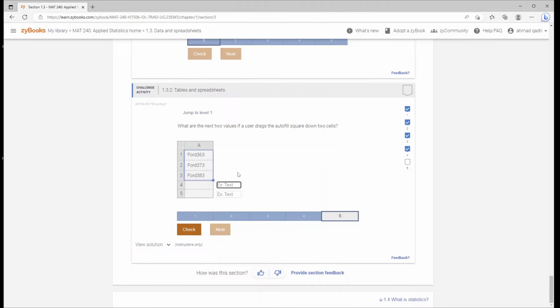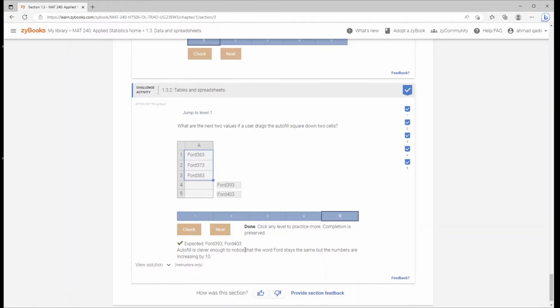And the last question here is, what are the next two values if a user drags the autofill square down the two cells? So we have 4363, 4373, 4383. And so the pattern here is that the numbers are increasing by 10. So this here would be 4393. And this here will be 4403. And that is the correct response.